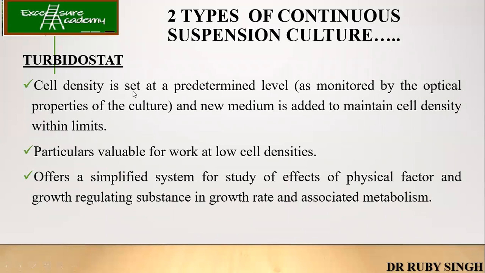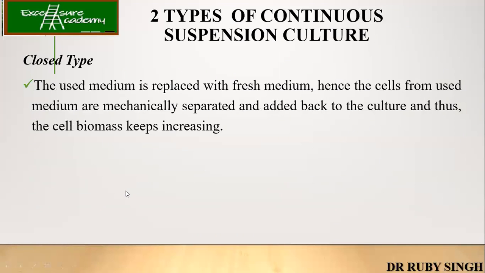Now, what is happening with the turbidostat? In this, the cell density is the main factor, and that will be at a predetermined level. So you are going to check the density of the medium using the optical properties of the culture. If you're removing the previous medium, you're going to add the new medium and again check the cell density. So it will help a particular variable work at low cell densities. Now, it offers a simplified system for the study of the effects of physical factors and growth regulating substances on growth rate and associated metabolism.